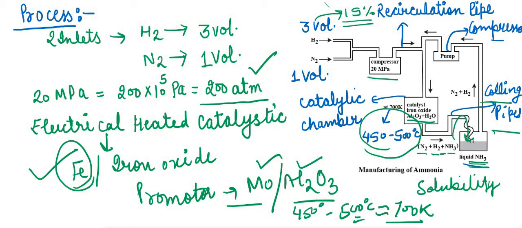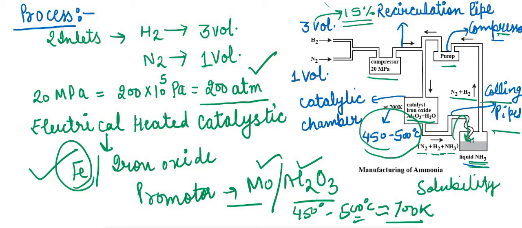So the rest of the unreacted H2 and N2 go back with the help of this pipe, and there is a compressor present, that is a pump, which pumps them back into the compressor chamber. From this compressor part they come back into the catalytic chamber with iron oxide, Al2O3 and water molecules, again converting into ammonia. So that process goes back again and again, until the N2 and H2 are completely converted into ammonia. Okay, right?